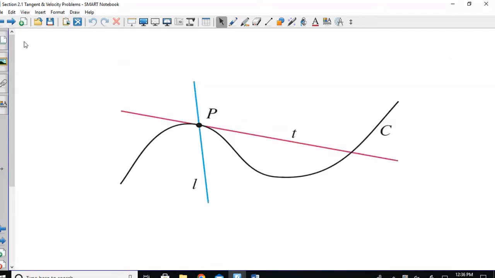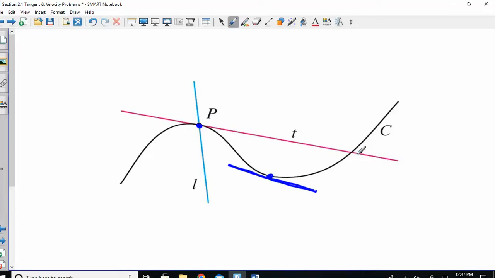Okay, so I put on the next slide just a picture. Right here, the black is my curve. This pink line is a tangent line. Now, the curve doesn't just have one tangent line. This is the tangent line at point P. I could do a tangent line down here. So it's just a line that touches the curve in just that spot.